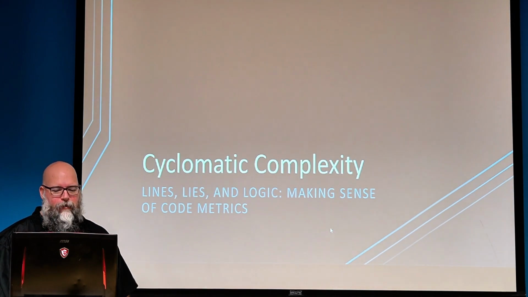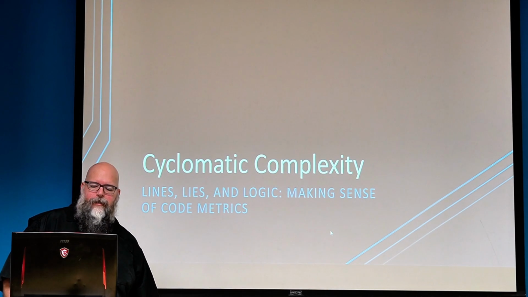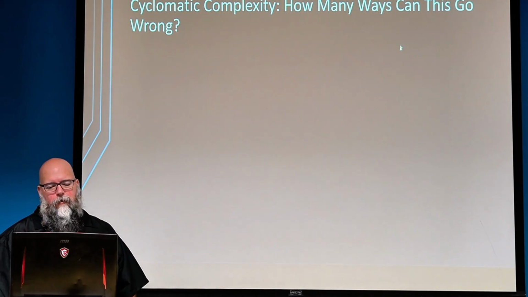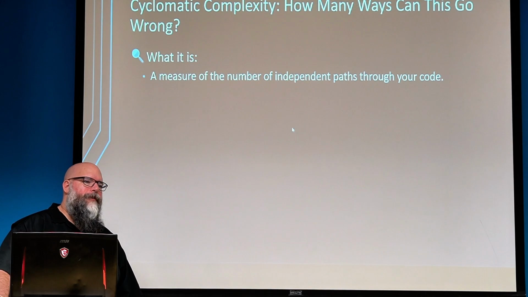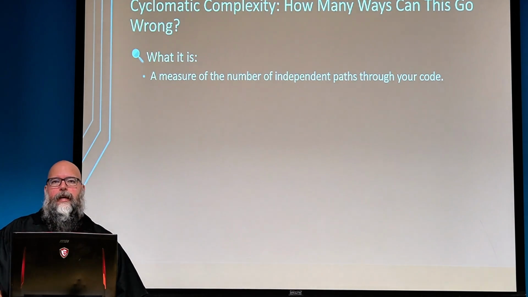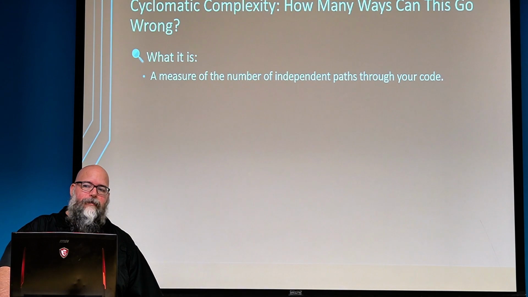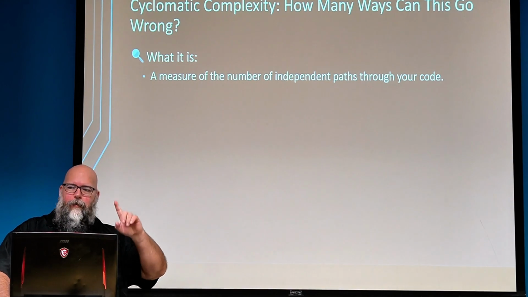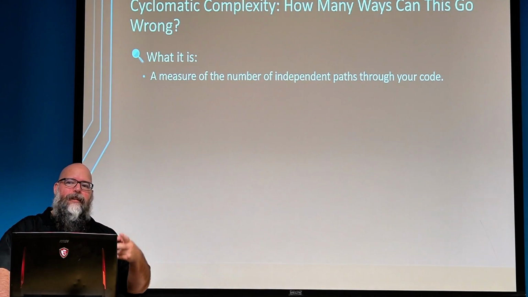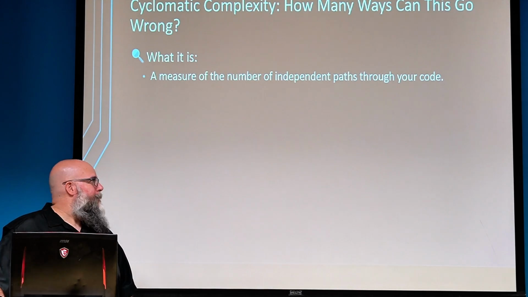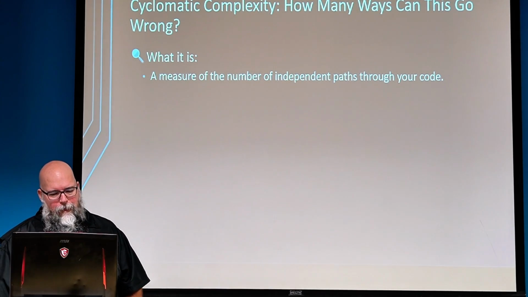Now we're moving on to cyclomatic complexity, one of my two favorite metrics that we're going to cover today. So how many ways can this go wrong? It's a measure of the paths through the code, right? So if you have the constructor on the output file validator that I showed a little while ago, what's the cyclomatic complexity of that? 1. There's one way you can go through that code. If you add an if statement in there, congratulations, now you've got a cyclomatic complexity of 2, right? So let's keep going.